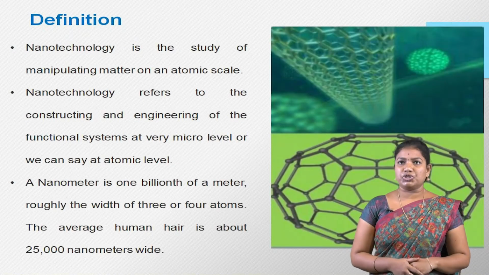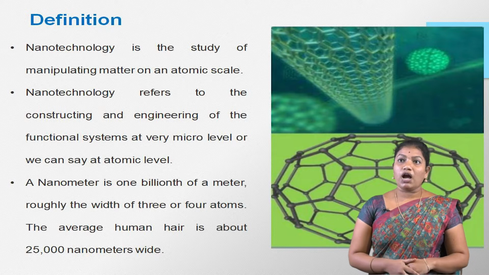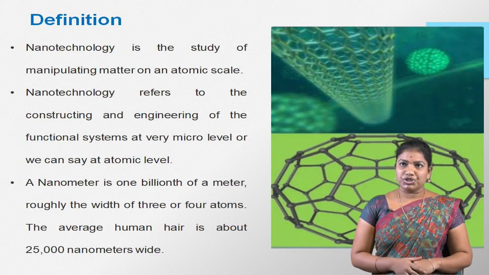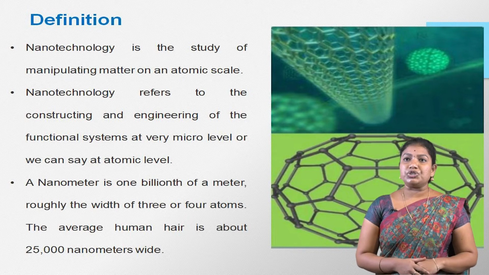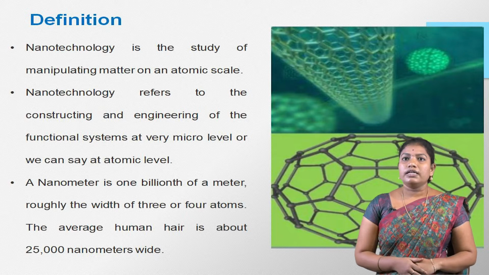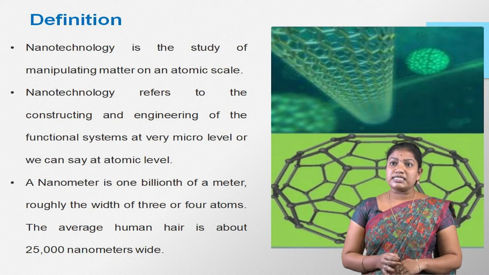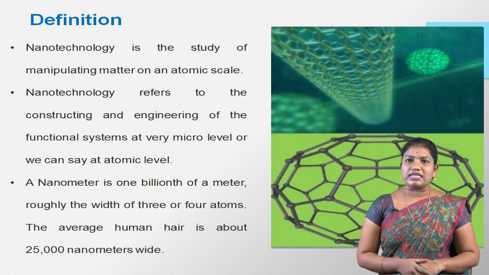The next slide, definition. Nanotechnology is the study of manipulating matter on the atomic scale. Nanotechnology refers to the constructing and engineering of functional systems at the very micro level, or we can say at the atomic level. A nanometer is one billionth of a meter, roughly the width of 3 or 4 atoms. The average human hair is about 25,000 nanometers wide.